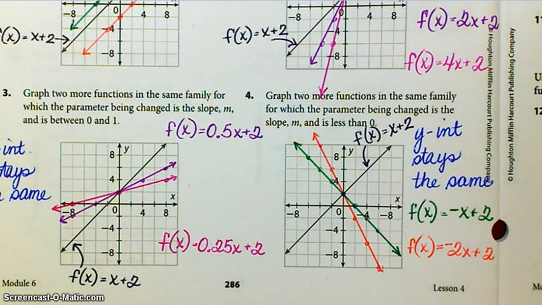Okay, so that should kind of give you a feel of what they're doing. They're either going to change the slope, which is one parameter, or they can change the y-intercept, which is your other parameter.